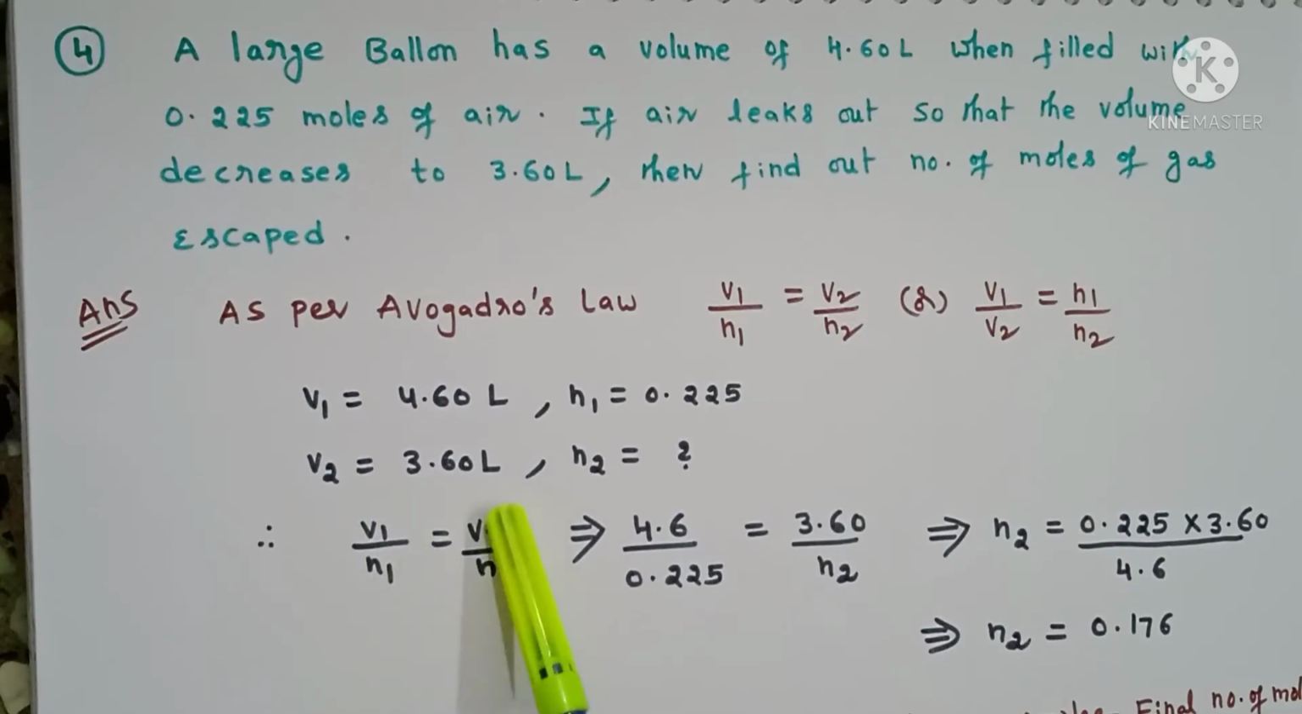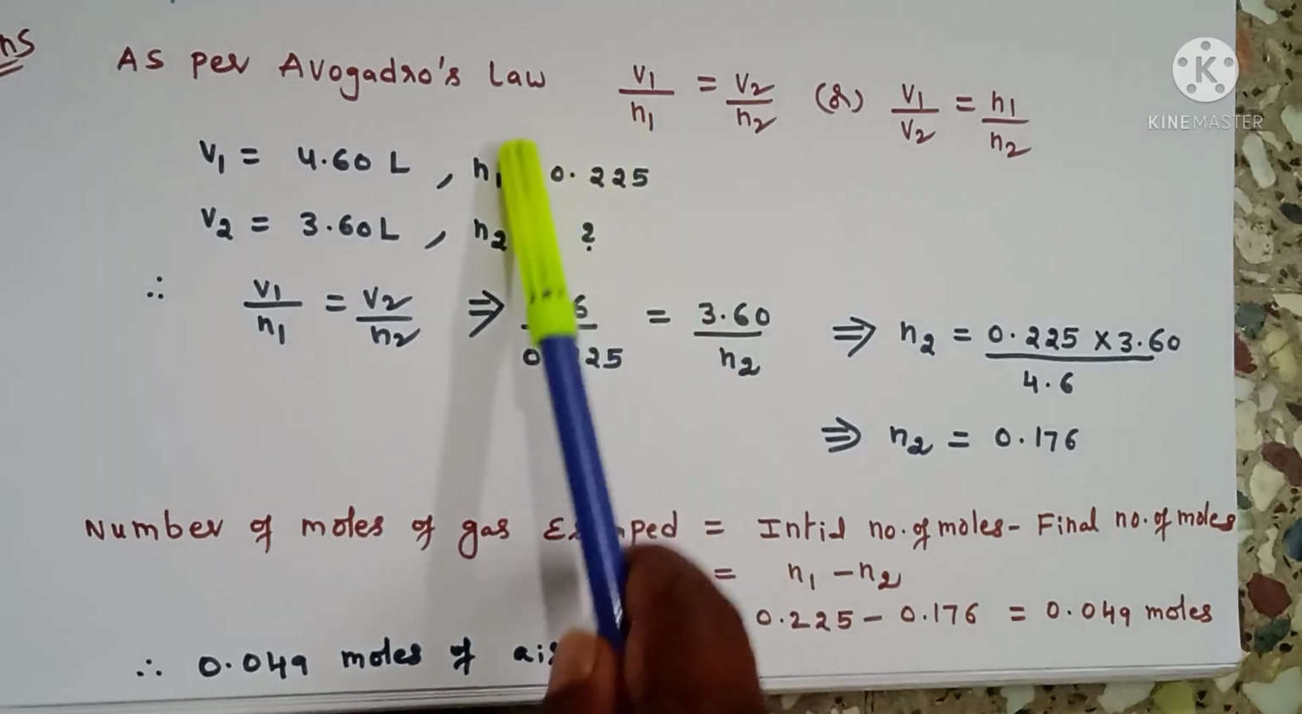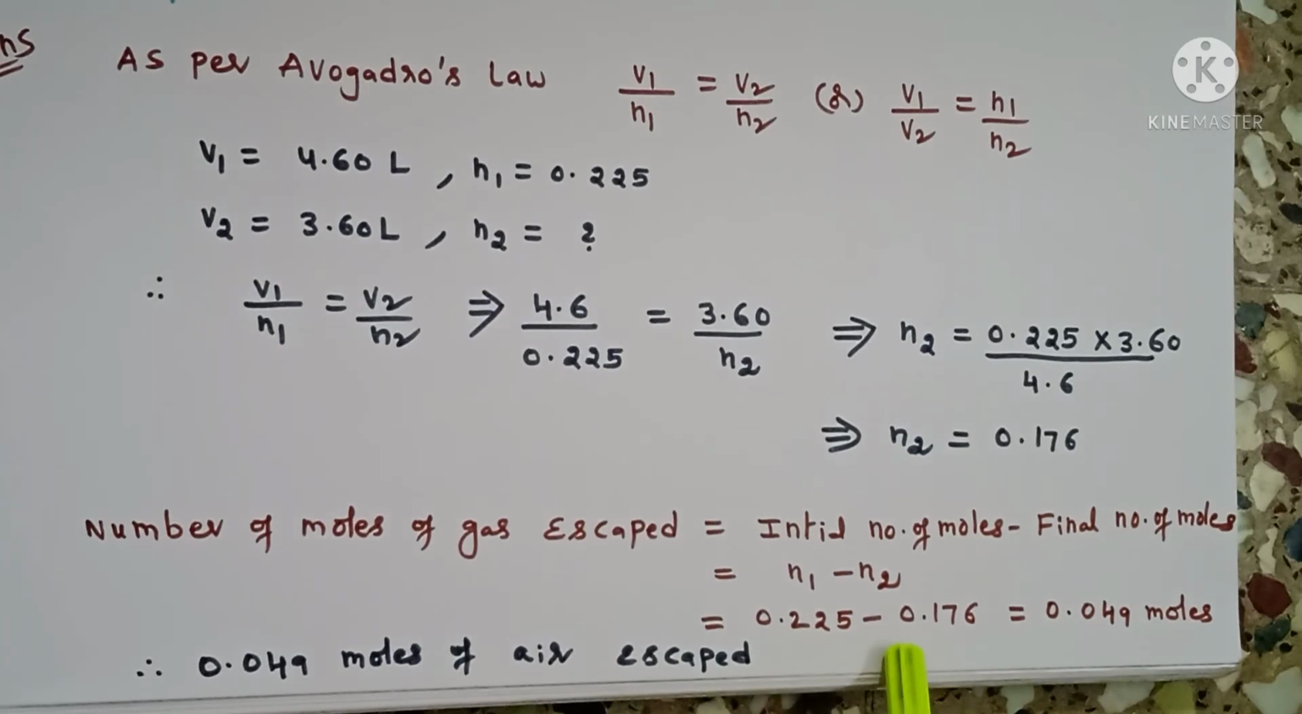So substitute all these three values in the equation V1 by N1 is equal to V2 by N2. Then you will get N2, that is 0.176. The number of moles of gas escaped we calculate with the formula initial number of moles minus final number of moles, that is N1 minus N2. N1 is 0.225 minus N2 which is 0.176, that is equal to 0.049 moles. Therefore 0.049 moles of air escaped or leaked.